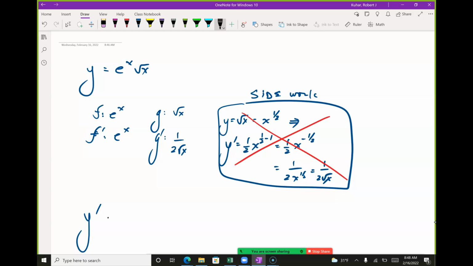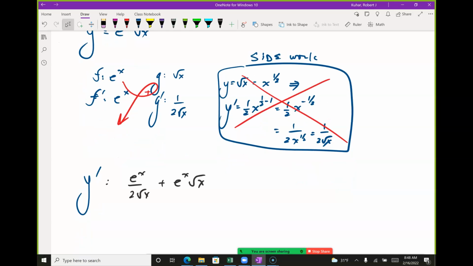So y prime is what? Where's my product loop here? With a plus in between. All right: e to the x over 2 square roots of x plus e to the x square root of x. And I look in the book and I see not only do I not have the answer, but I have 2 fractions and the book has 1 fraction. So our general rule is if I have fractions within fractions, simplify it. It looks like I'm missing an LCD of 2 rad x, so I'm multiplying by 1 the fraction that's missing the LCD.